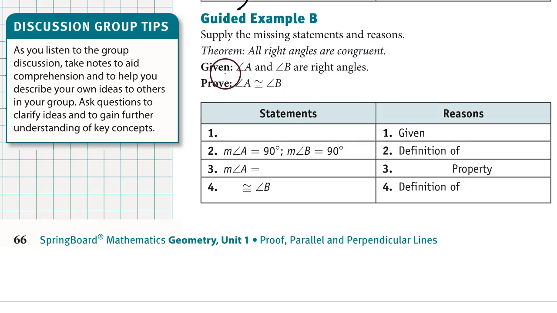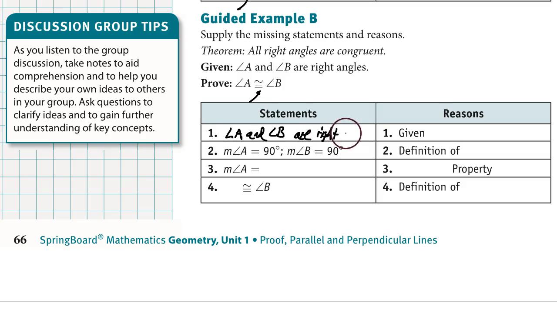For the given part of this, we have angle A and angle B are right angles. And what we want to prove is that they're congruent. So to start off a proof, you almost always write down what is given to you. So I'm going to copy that in the box. Angle A and angle B are right angles.